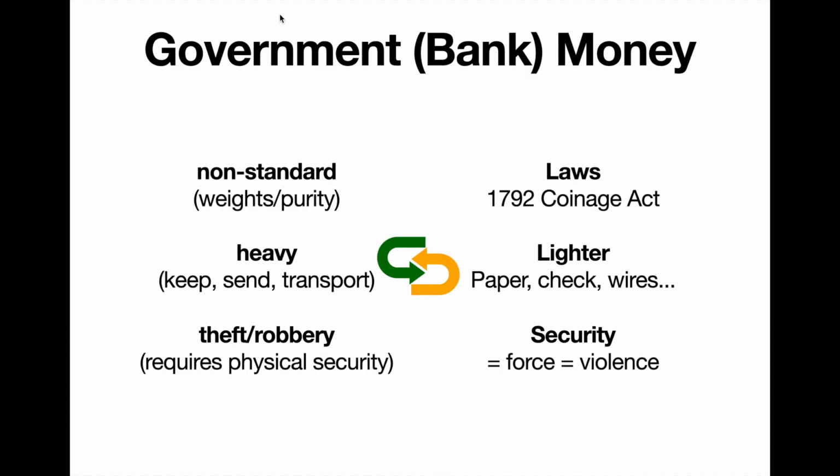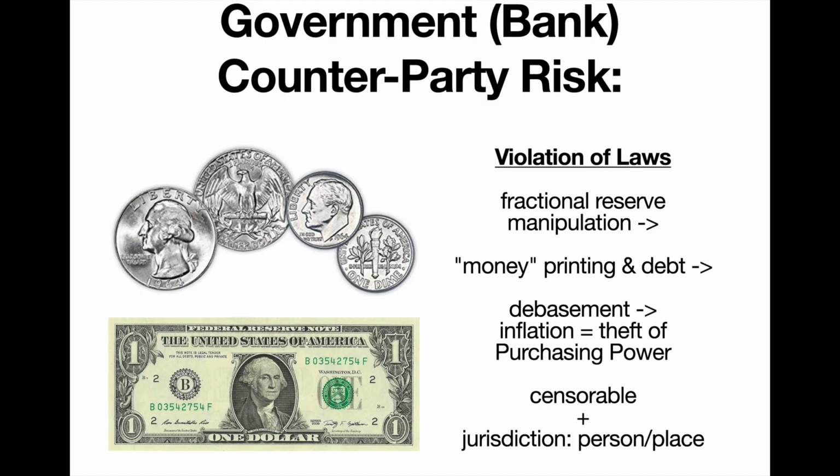To solve some of these problems, people started to use government or bank money. Bank money or government money is typically standardized in weight and purity. They're usually lighter because they're printed on paper, and usually the bank or the government may be relied upon for physical security. So the problem with bank money or government money is that there's a counterparty risk. You never know when the government decides to violate its own laws or the bank decides to print more money than it has gold to cover. This leads to a system of overprinting and debt-based money. Money held by banks and governments is censorable, and it is subject to jurisdiction by person and place.